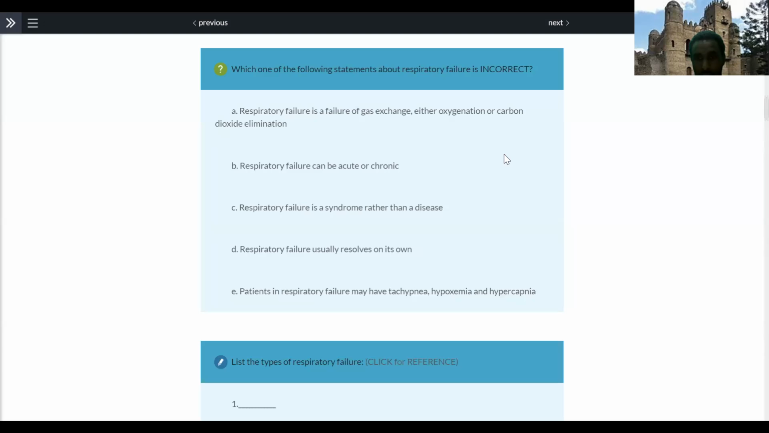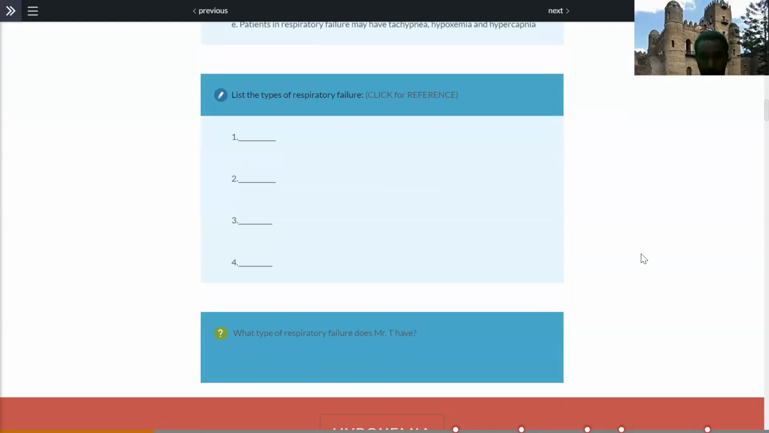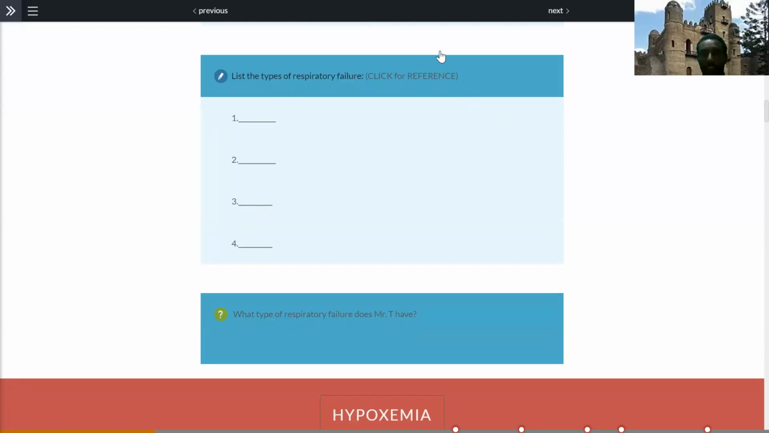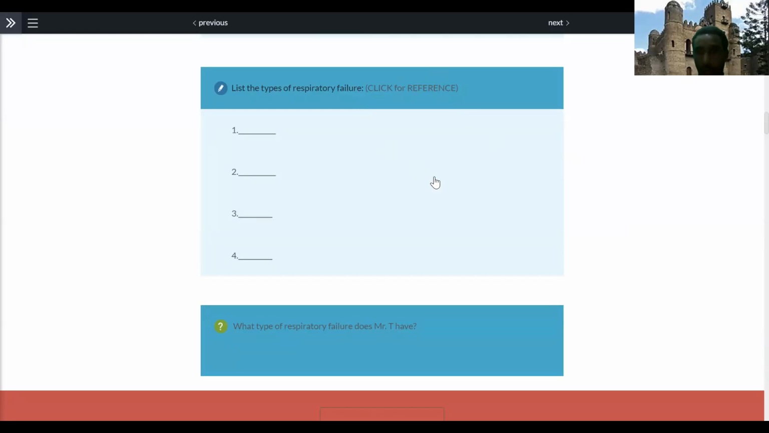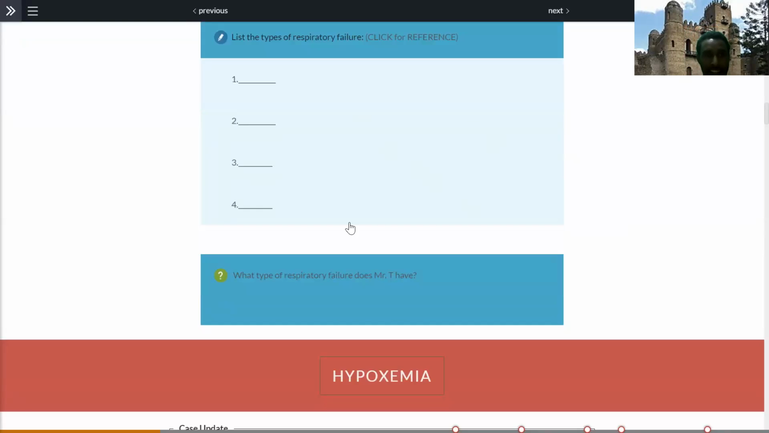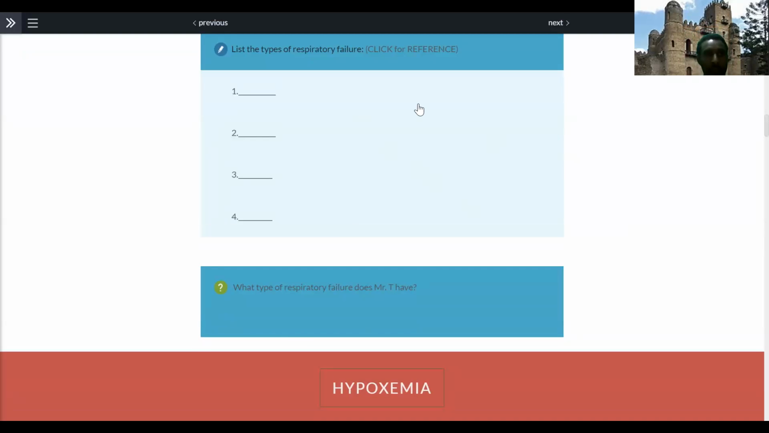And E says patients with respiratory failure can exhibit tachypnea, hypoxemia, and hypercapnia. This is a correct statement. Respiratory failure is manifested as a symptom of tachypnea, and signs of objective hypoxemia and hypercapnia, or an increment in carbon dioxide level in the body, are some of the signs of respiratory failure. Thank you to those who answered the correct answer, that is D. D is the incorrect answer. So let's proceed to the next question.